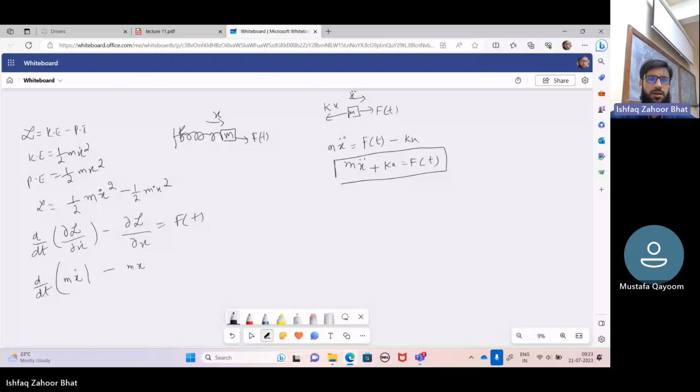I hope this is not m, this is k. The potential energy associated with the spring is 1 by 2 kx square, not m. Equal to f of t. So what is this? This is nothing but m x double dot and minus kx equal to f of t.